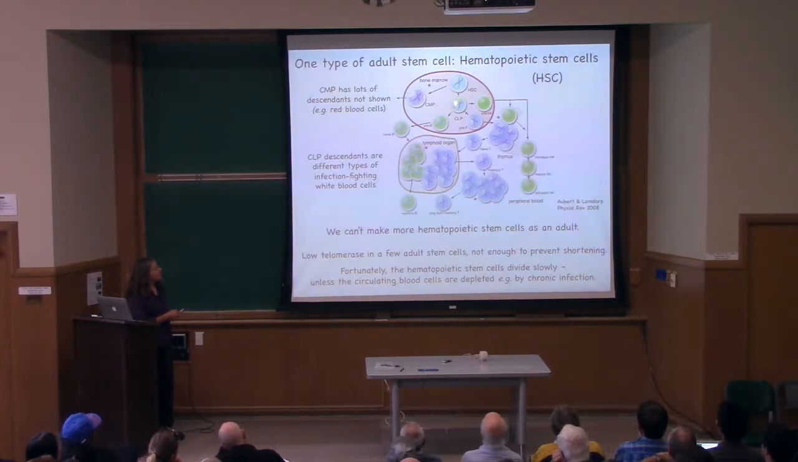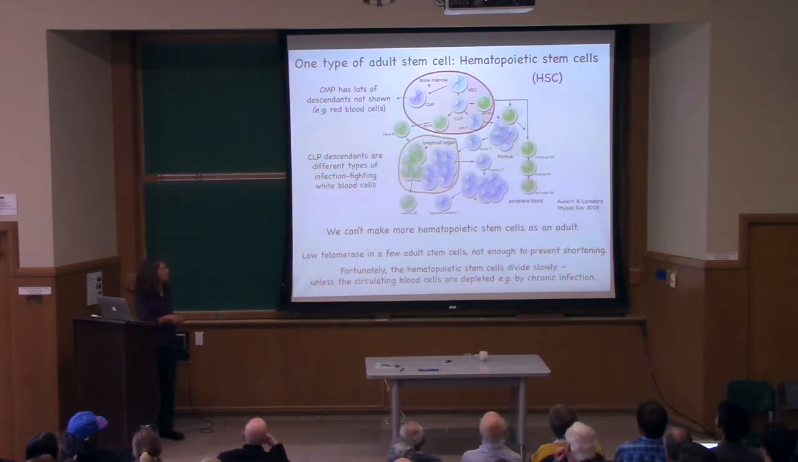But on this side, this one here makes a lot of cells also. This is a simplification. The descendants of this one, common lymphoid progenitor, are different types of white blood cells that fight infection, fight different kinds of infection in different ways. And they fight basically anything for it. And so you can see here that this common lymphoid progenitor made the B cell lineage, made a T cell lineage, it bounced around, it became all kinds of different things.